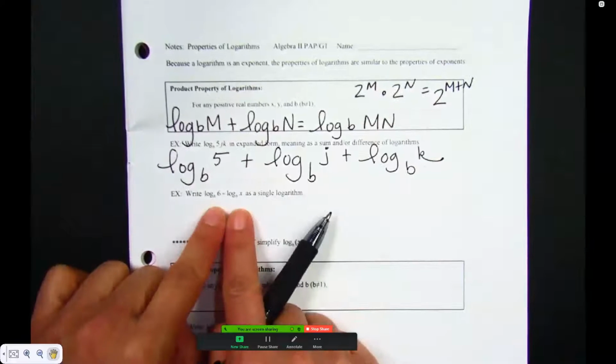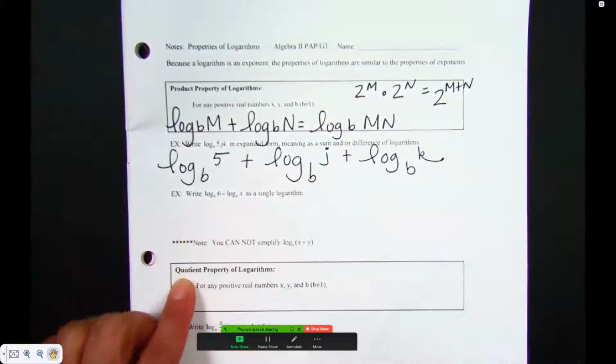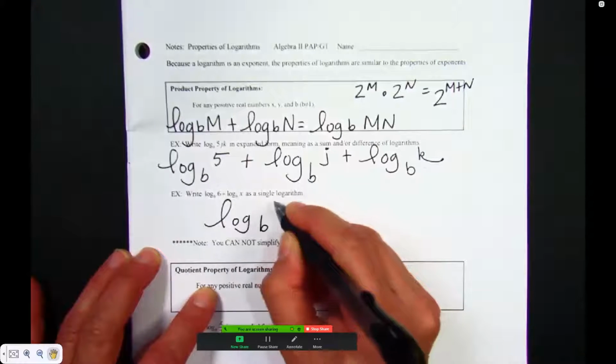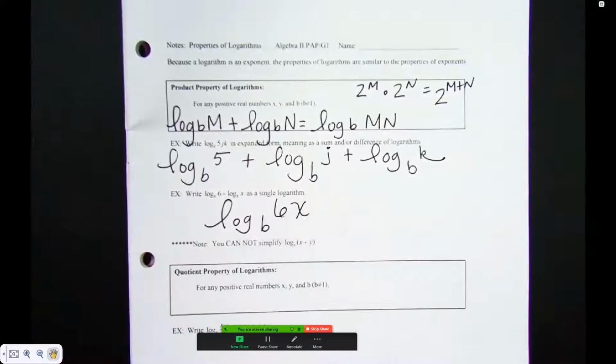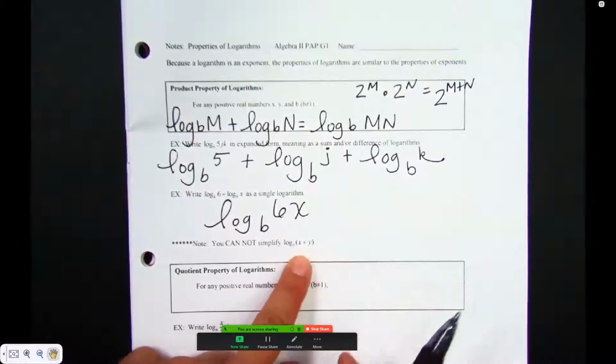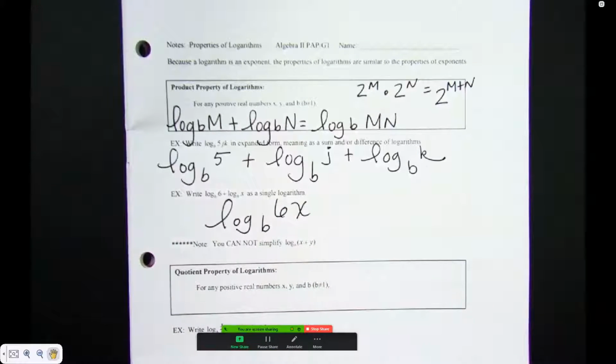Here, this is already expanded out. I'm checking to make sure they have the same base, which they do. So I get to write it as a single log, log base b of 6x. And guys, remember, like I said, parentheses are super important. This is not a log plus a log. That's a single log. So remember, parentheses mean you can't break it apart. It's one log.